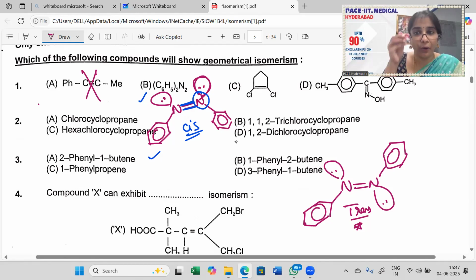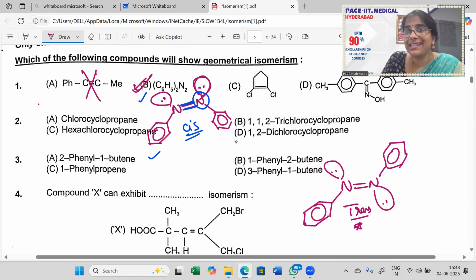But the condition is that on the restricted site, whatever two groups are attached to the carbon or to the nitrogen, they have to be different groups. Yes, a lone pair is different from a phenyl group, so it is. So option B is showing geometrical isomerism.